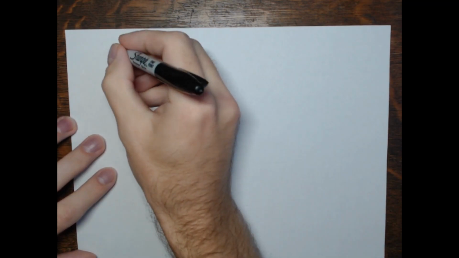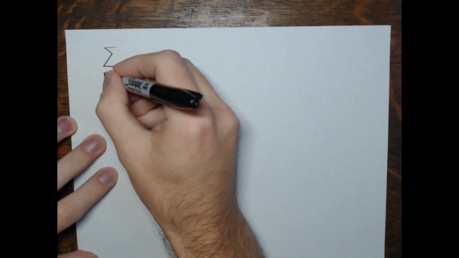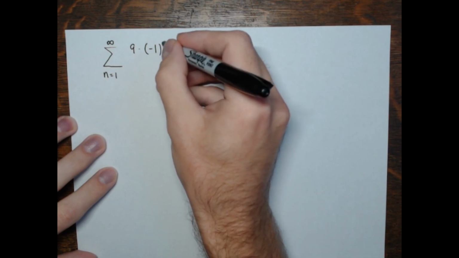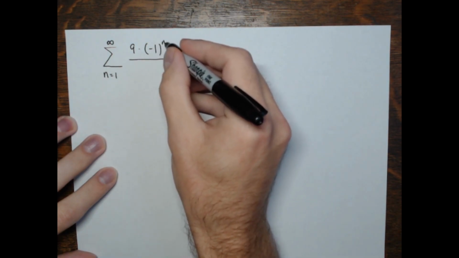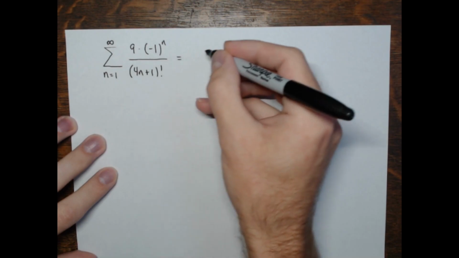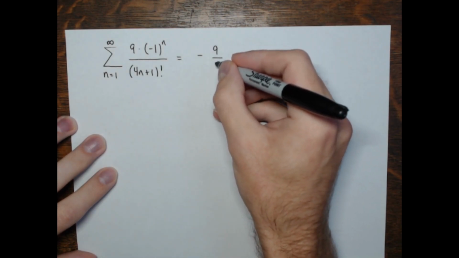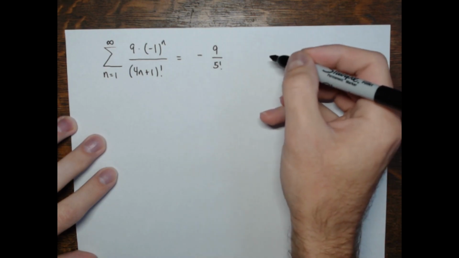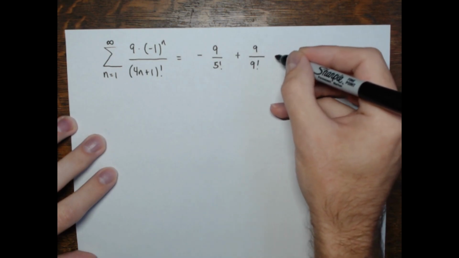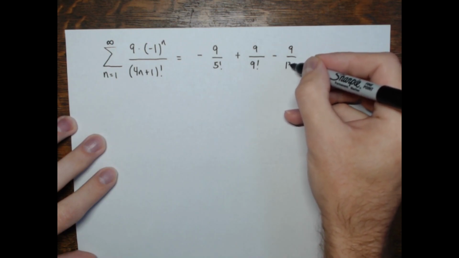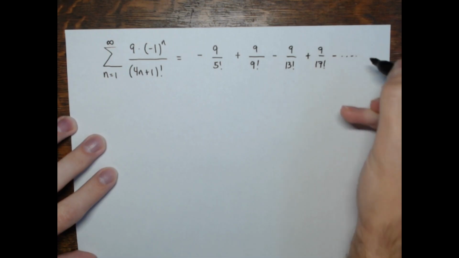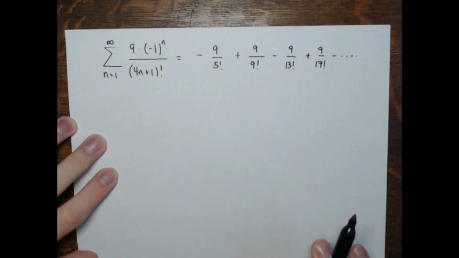So here's another convergent alternating series. We have the sum from n equals 1 to infinity of 9 times (-1)^n, right? Here's this power alternating. That'll cause the alternating, right? This power of -1 divided by (4n plus 1) factorial. So this would look like this: you'd have negative 9 over 5 factorial, so that's -9 over 120, plus 9 over 9 factorial minus 9 over 13 factorial plus 9 over 17 factorial, and so on, right? Alternating negative, positive, negative, positive.